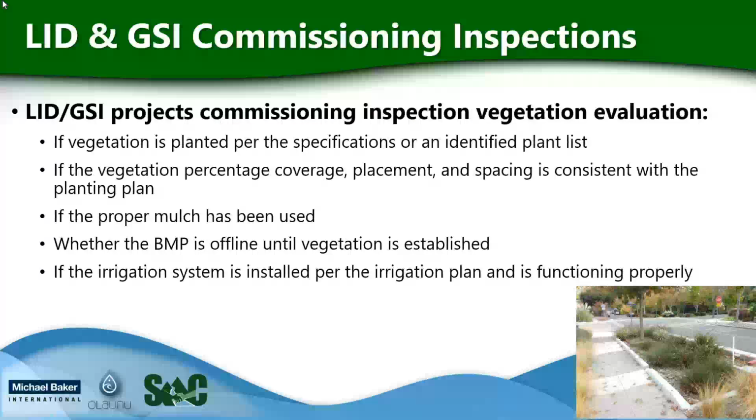You're also evaluating if the vegetation percent coverage, placement, and spacing is consistent with the planting plan. You also want to look to make sure that the proper mulch has been used. We don't want to use wood mulch because that will float. You're going to evaluate also if the BMP is offline until you have adequate vegetation establishment, or you'll see erosion from stormwater entering the system. And then finally, you're going to evaluate if the irrigation system is installed per the irrigation plan and is functioning properly.